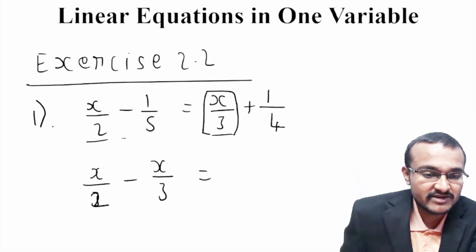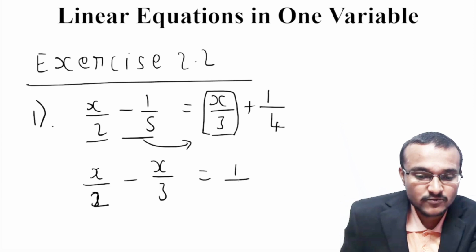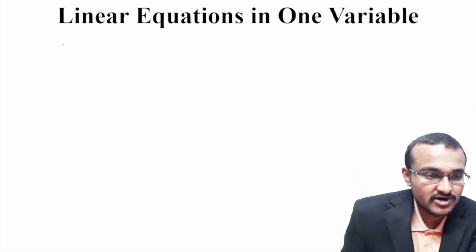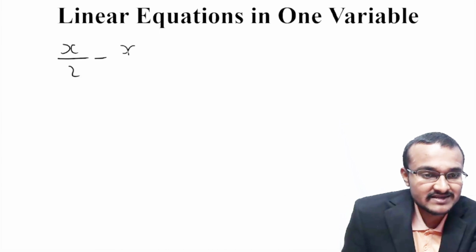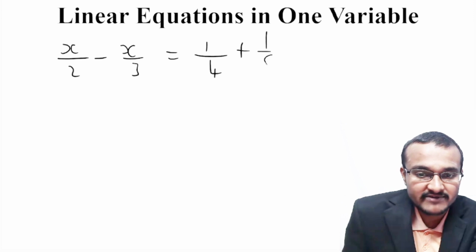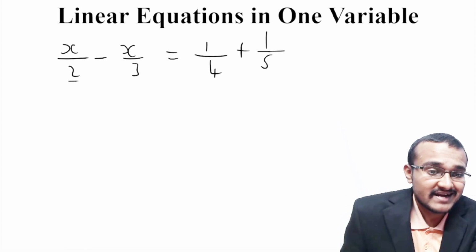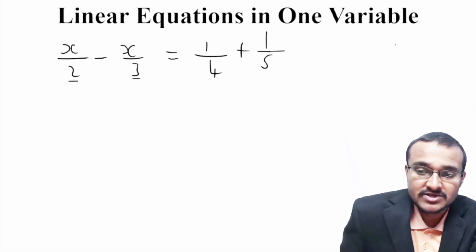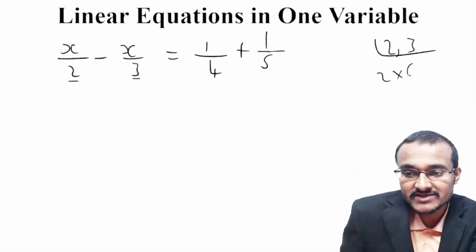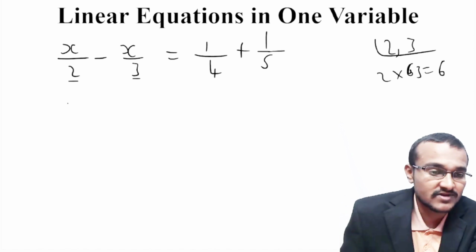So this minus 1 by 5, when you take it to right hand side, it will become plus 1 by 5. So 1 by 4 plus 1 by 5. So the equation which you have got here is x by 2 minus x by 3 is equal to 1 by 4 plus 1 by 5. So now you can solve this equation. Now you can take LCM of this particular 2 and 3. So the LCM of 2 and 3 will be 2 into 3, which is 6. So 6 is your LCM.